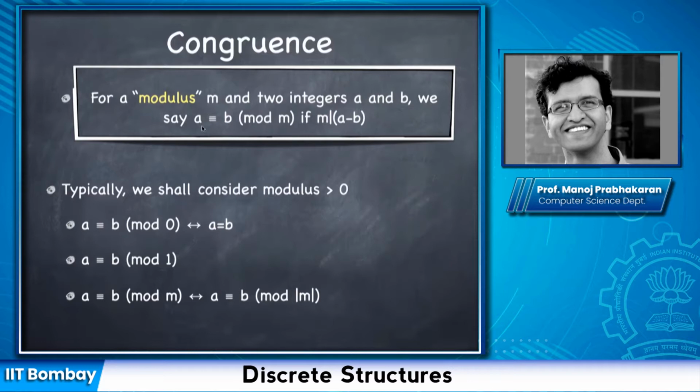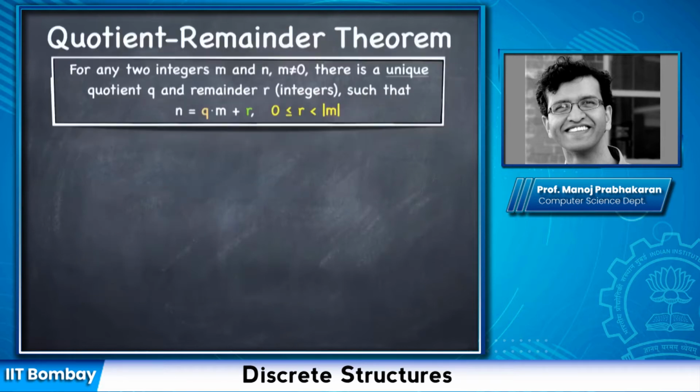And finally, congruence is a symmetric relation. If A is congruent to B with respect to M, then B is congruent to A with respect to M. That's because, again, if M divides A minus B, then M divides B minus A as well. Okay, all right, so that's a definition. You didn't need anything more to understand the definition, but to get a better sense for it, let's go back and look at the quotient and remainder theorem and relate it to this definition.